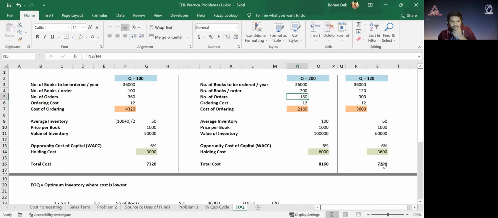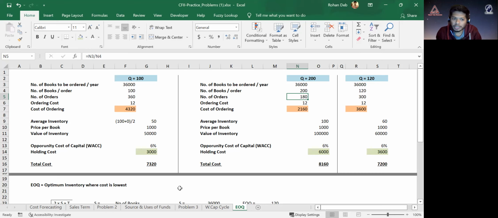Basically, if you draw a graph, for the cost of ordering, as you increase the number of books per order, the cost of ordering will go down, and the holding cost will go up as you increase the number of books. Because you have to hold a higher inventory, the holding cost goes up and the cost of ordering goes down. Now, if you add the total cost, you can see that this is always the lowest point. The sum of this would always be lowest at the EOQ level.